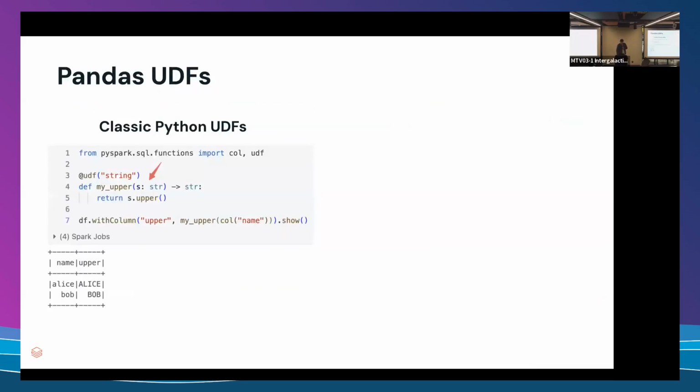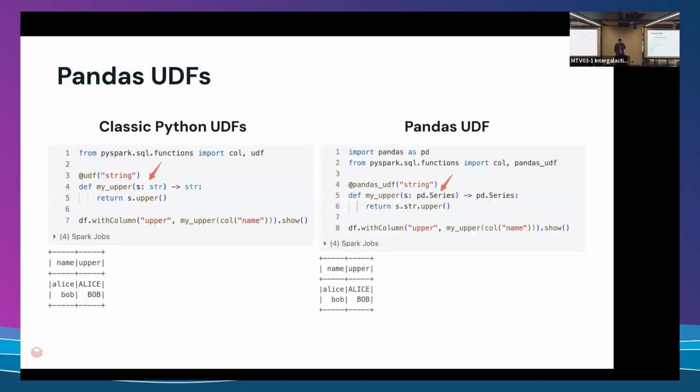So here is our classic UDF. You can simply define a UDF function and have a type, and then in the Pandas UDF, we introduced that you can do s.str.upper, which is a vectorized operation using Pandas. So basically you process the entire vector using vectorized computation. So it's significantly faster, like 2 times faster than the classic Python UDF.